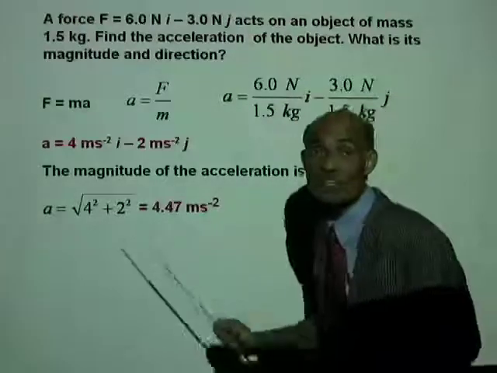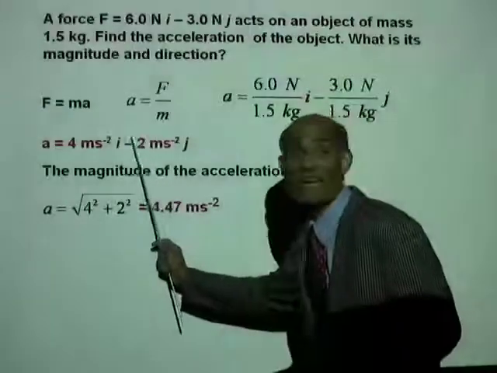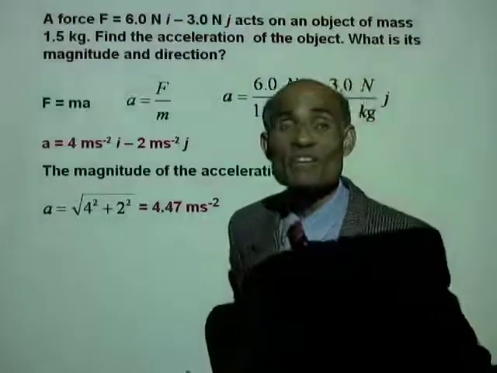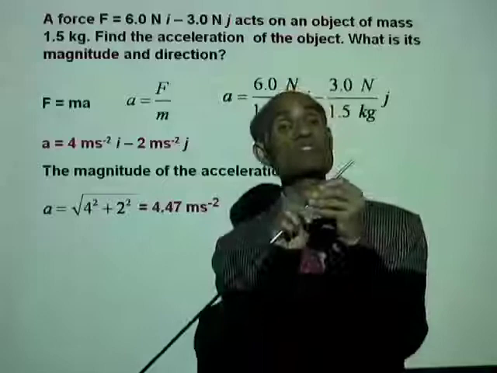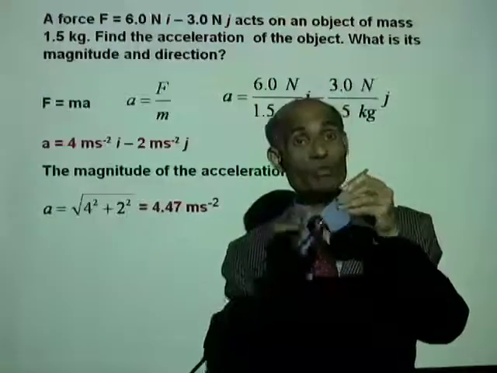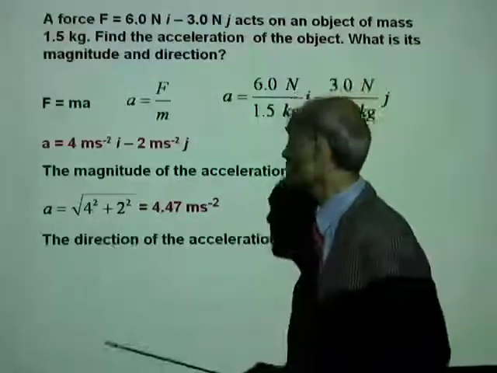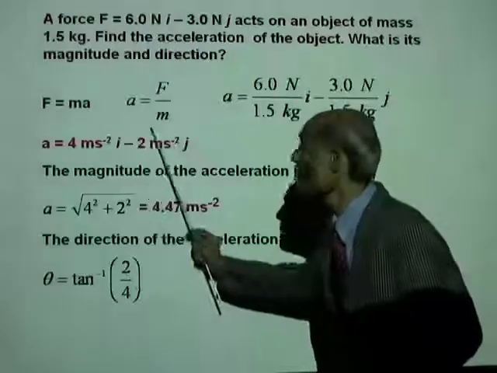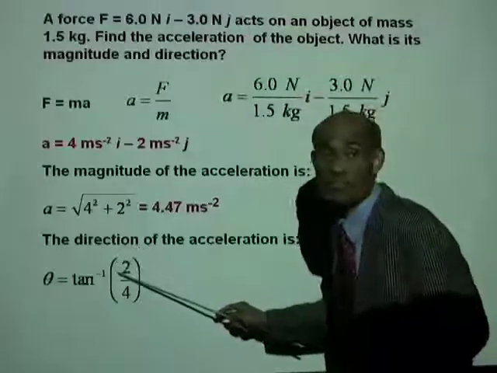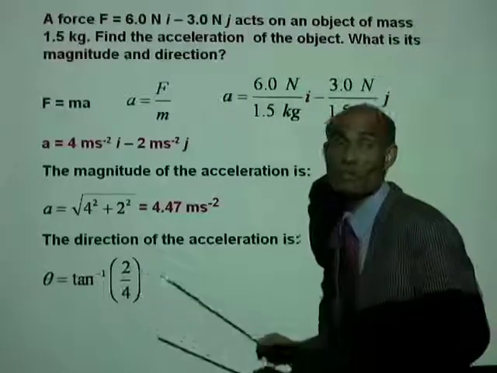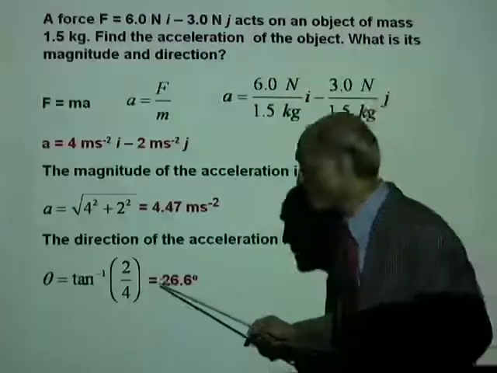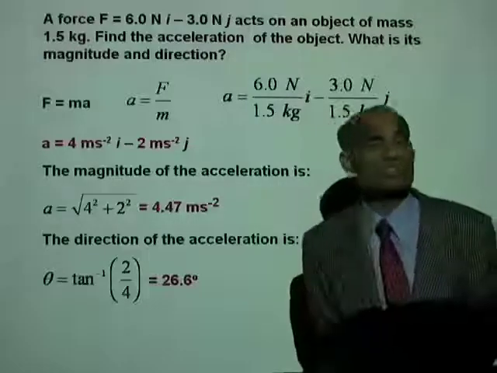And what is the direction of that acceleration? Notice that y is negative, x is positive. Tell me, what is the quadrant in which this acceleration vector is going to be? Y is negative, x is positive. It is the fourth quadrant. So, the direction is theta equals tan inverse of y over x. Tan inverse of, I'm missing something here, negative 2 divided by 4. Tan inverse of negative 2 divided by 4, and that must be negative 26 degrees.